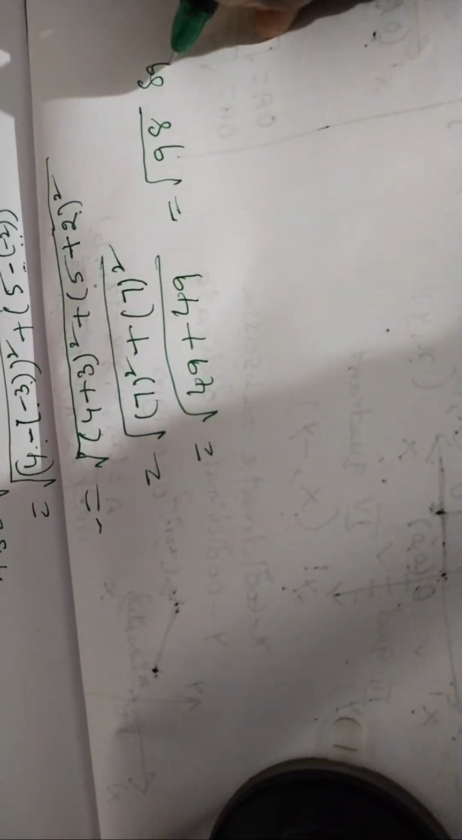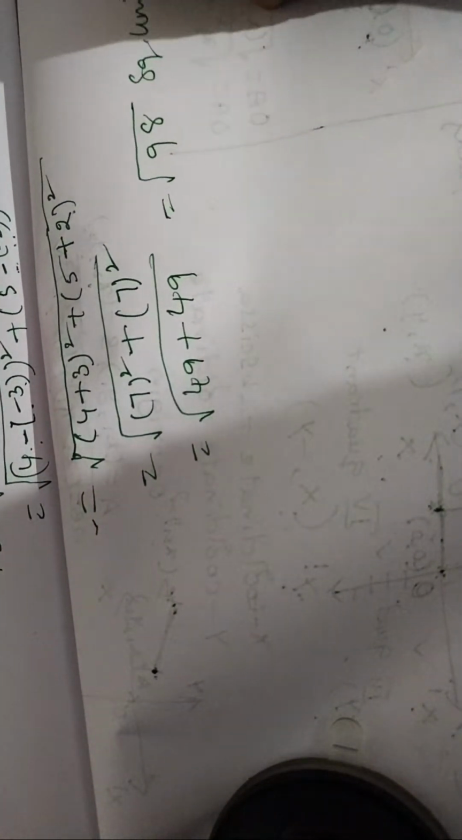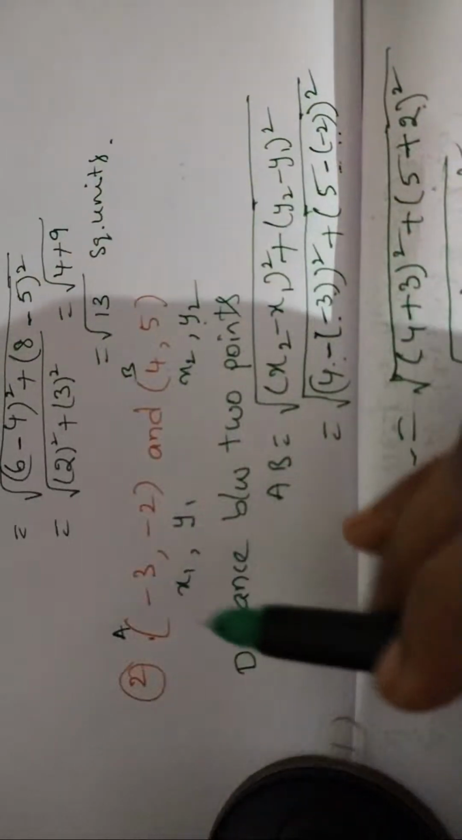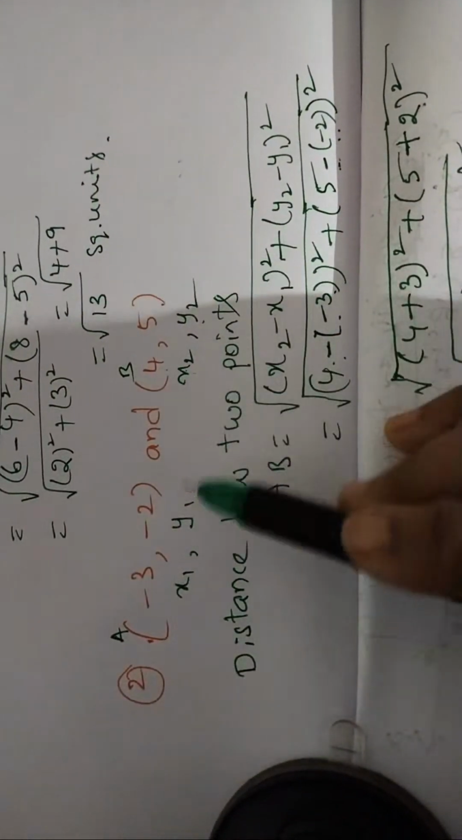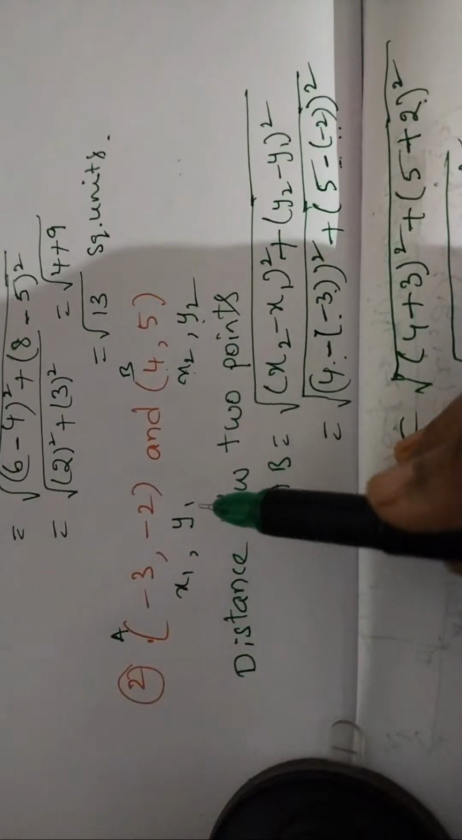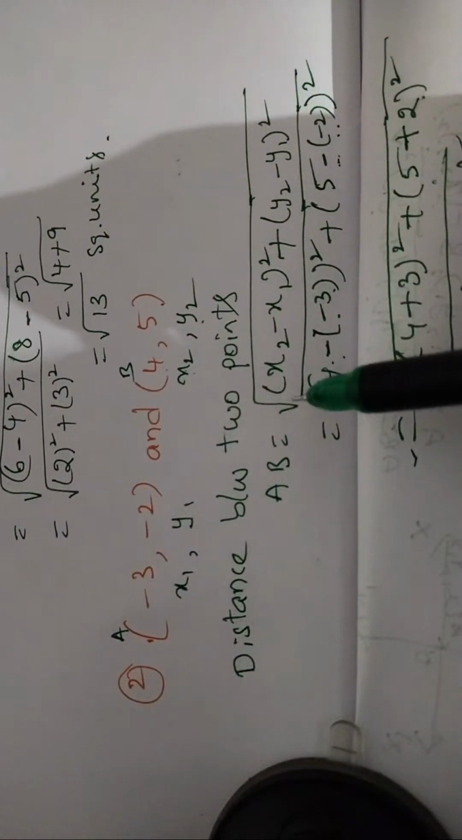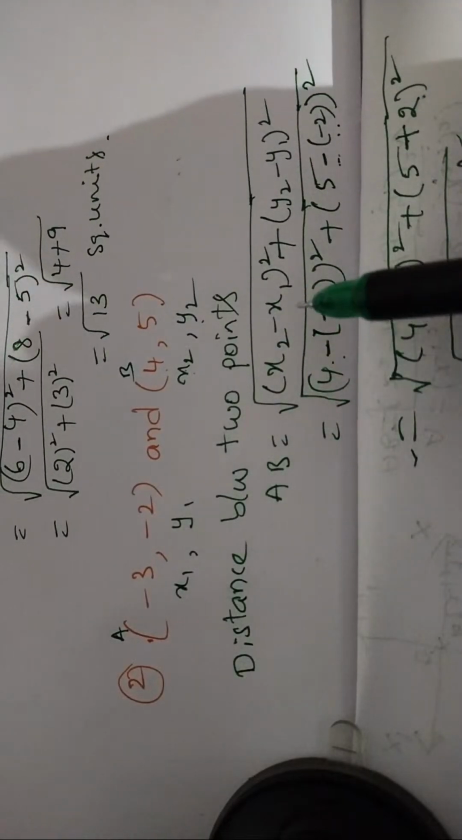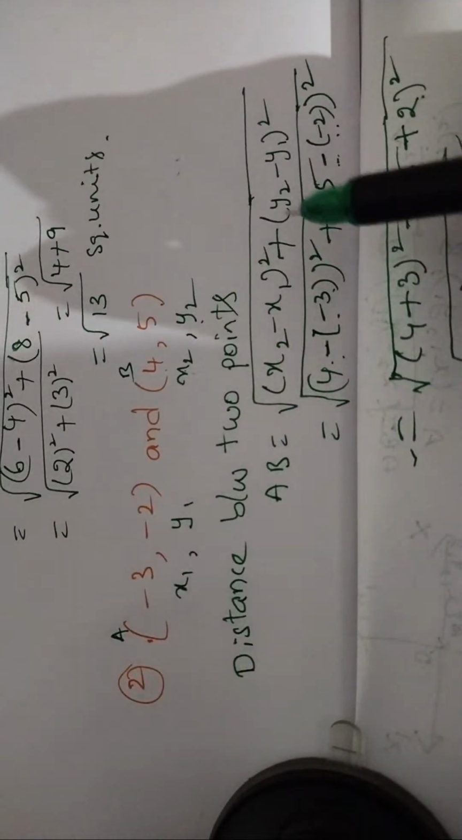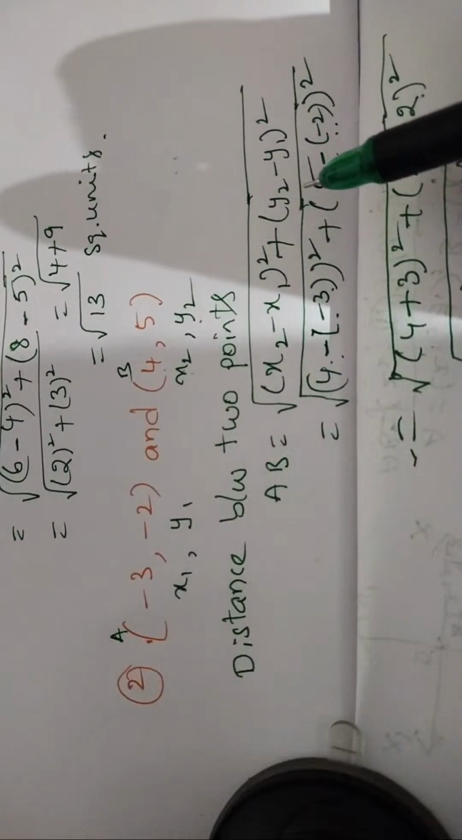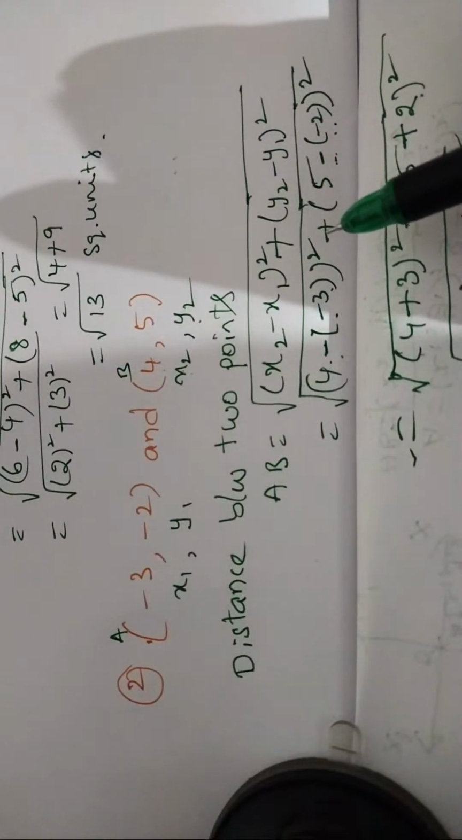So what is this value? 98. So the distance between these 2 points is square root of 98 square units. So the formula for this, keep in mind, is square root of x2 minus x1 whole square plus y2 minus y1 whole square. I'll give one more example.